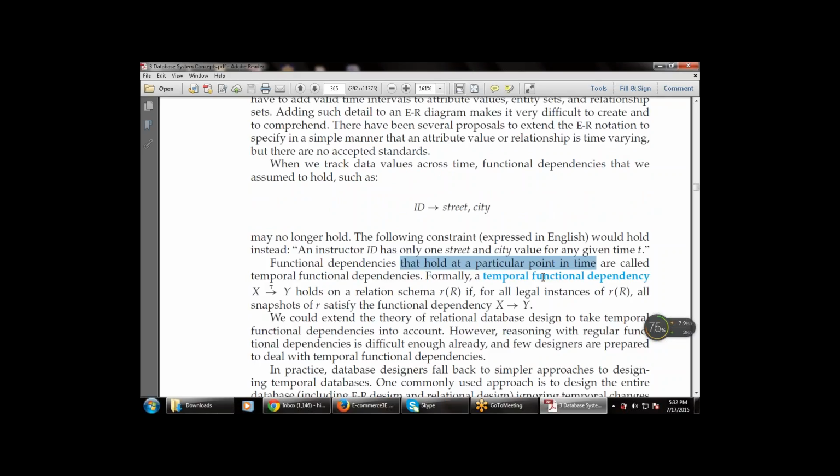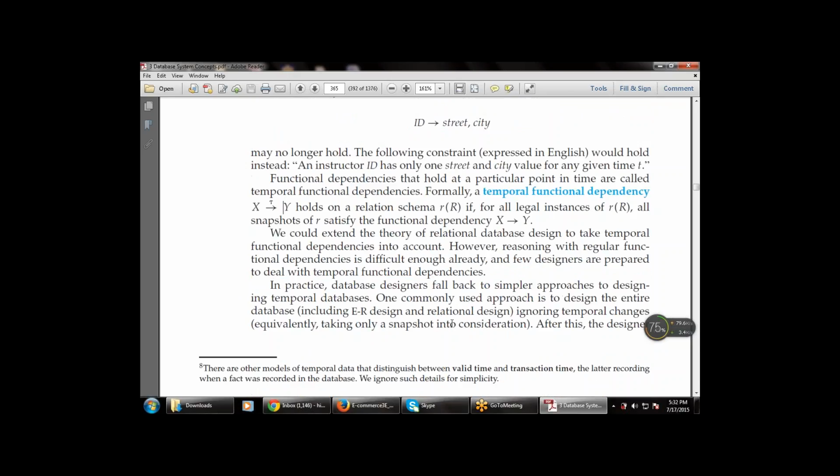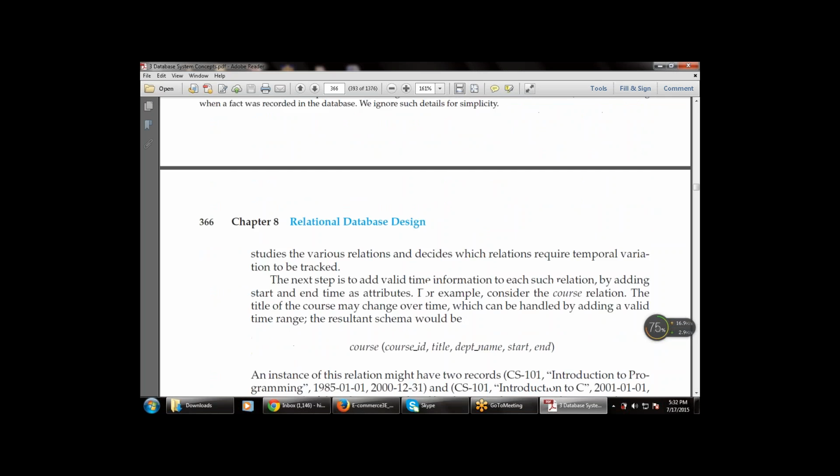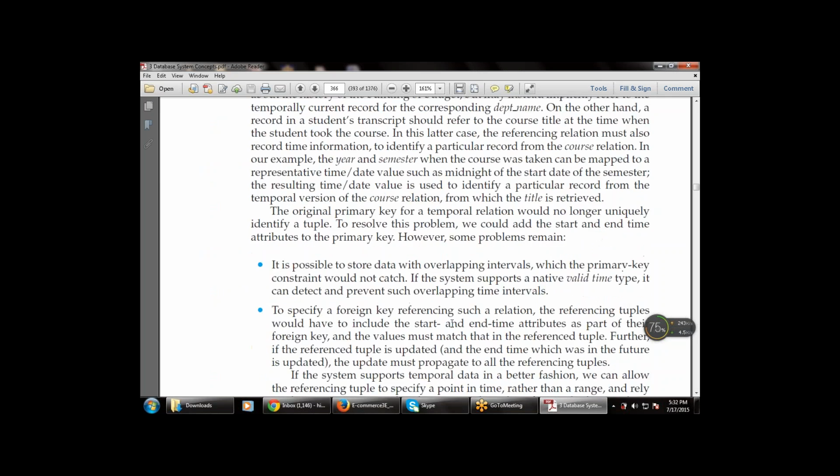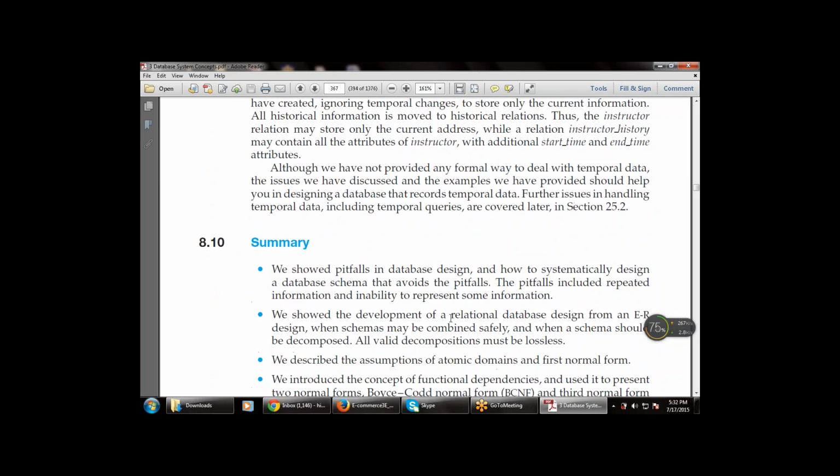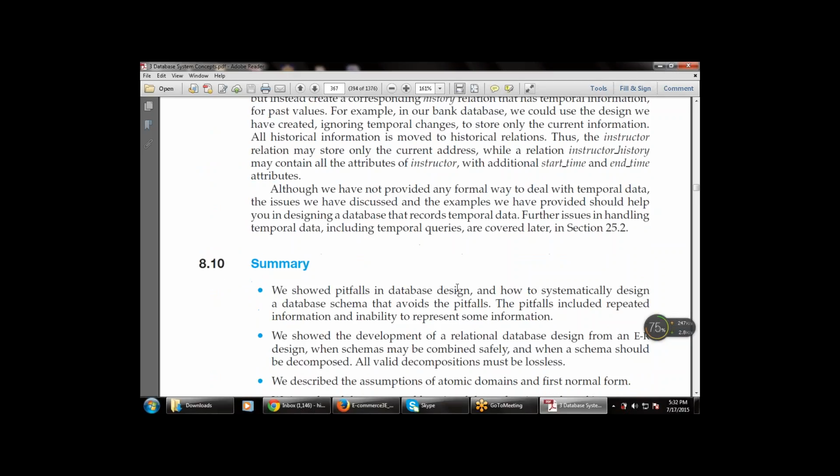Functional dependencies that can hold at a particular point in time are known as temporal functional dependencies. So the functional dependency that is available for a particular point of time is known as the temporal functional dependency. Formally it is denoted by this one. Now that is how we can model the temporal data and the temporal dependencies.